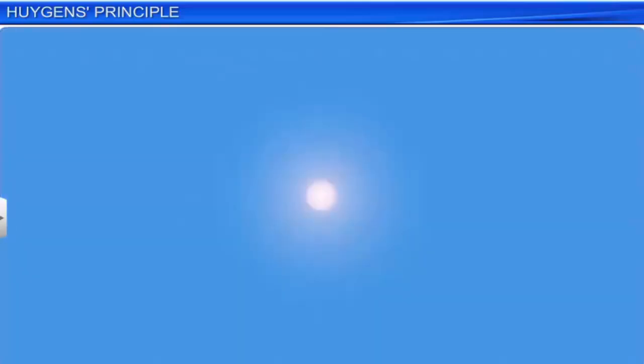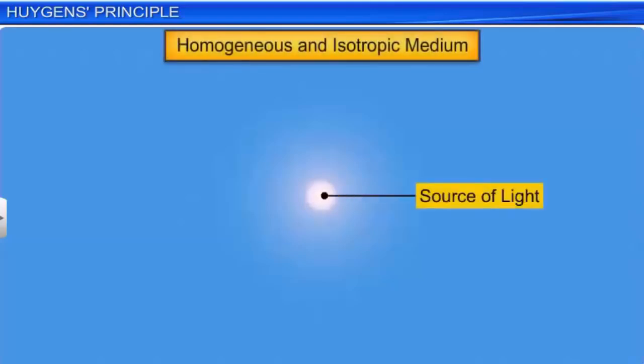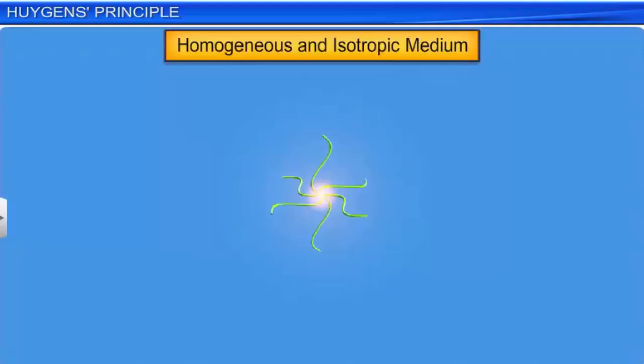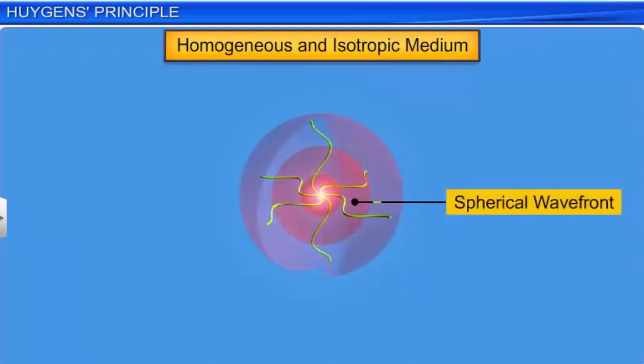Now consider a point source of light placed in a homogeneous and isotropic medium, emitting light waves in different directions. If the medium is homogeneous, the speed of light waves is the same throughout the medium, and if it is isotropic, it is the same in all directions. The loci of all points, which have the same amplitude and vibrate in the same phase, form a sphere with its center at the source of light. Hence, a spherical wave front is generated when a point light source is placed in a homogeneous medium.